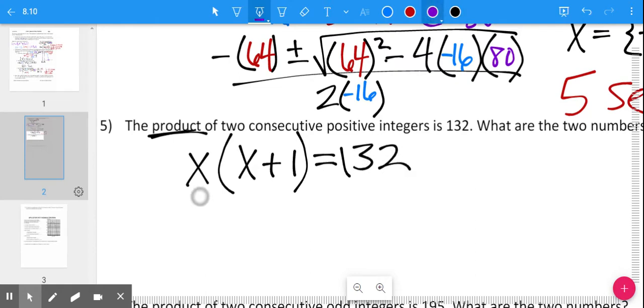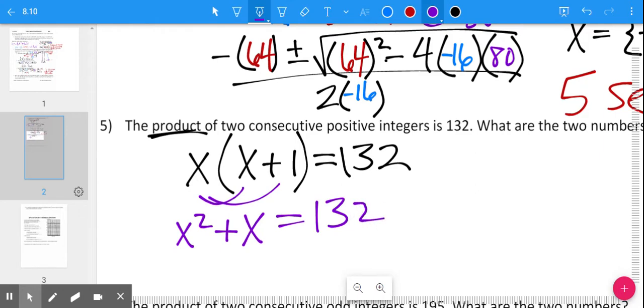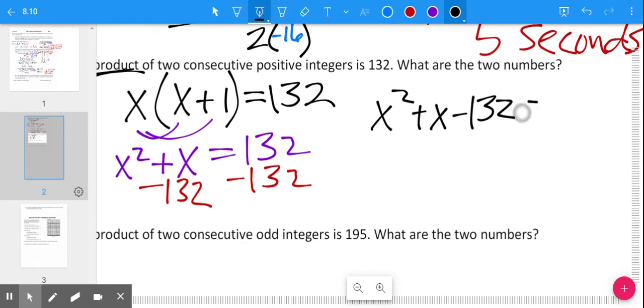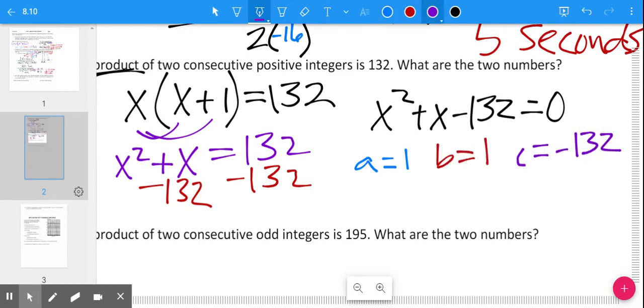So at this point, we have to get it in standard form. So we have x squared plus x times 1 is x equals 132. It's still not in standard form. We have to subtract our 132 from both sides, and we're left with x squared plus x minus 132 equals 0. So now that's in standard form, you can use your quadratic formula to plug in your a value of 1, your b value of 1, and your c value of negative 132 to find your 2 numbers.